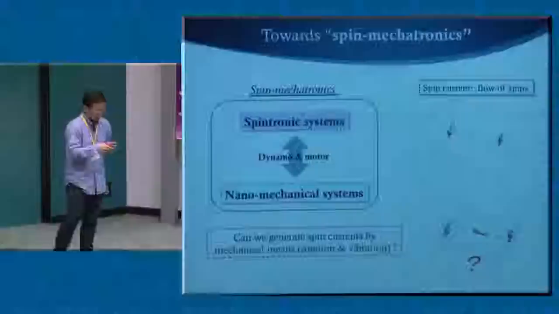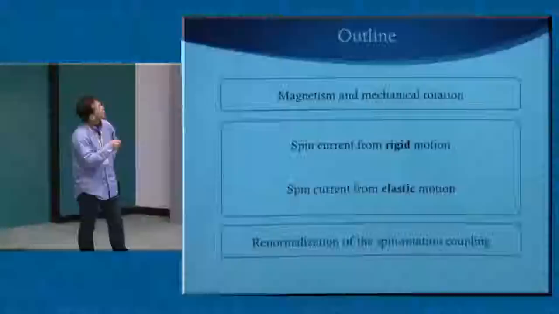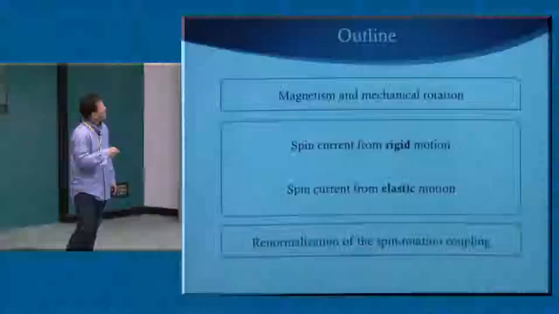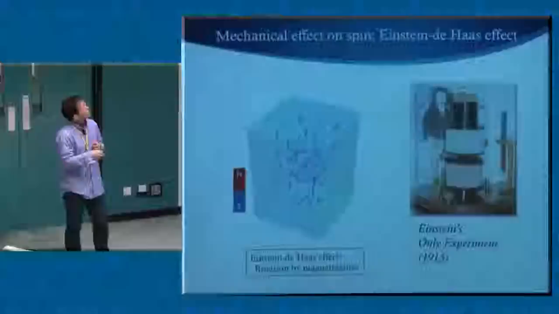Okay. And this is the outline of my talk. Let me first introduce the coupling between magnetism and mechanical rotation. And then I will tell you about the spin current from rigid and elastic motion. And let me discuss the renormalization of the spin-rotation coupling. Okay. So let's move on to the first section of my talk.